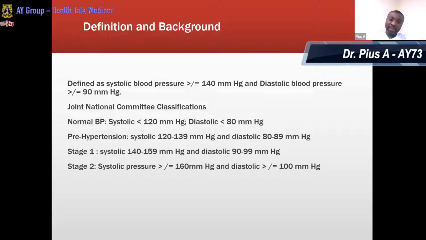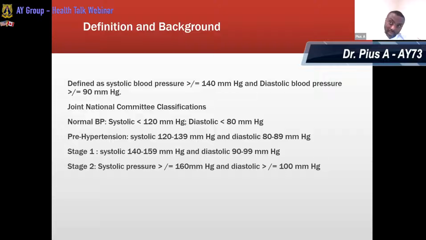But we have a normal parameter. So if it's 120 over 80, then it's normal. Anything less than 120 over less than 80 is considered normal. In between that, it is pre-hypertension. That means any number from 120 to 139 systolic, and then 80 to 89 diastolic, that is considered pre-hypertension.